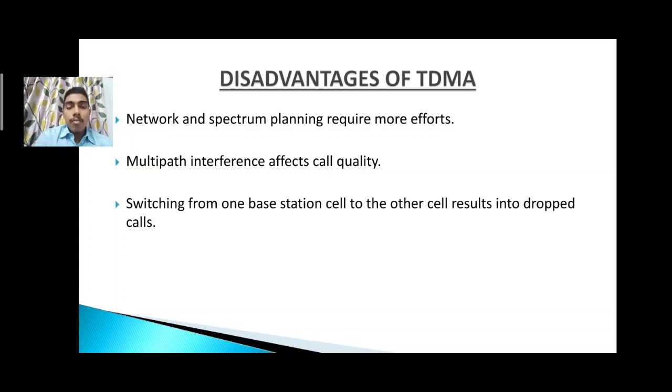It means that here we are slicing the channel, so by slicing, some information can be affected by the interference area. Also, switching from one base station cell to another cell results in dropped calls. Firstly there is only one channel, but in TDMA we are slicing it into parts, so it can affect the base station, so that some calls are dropped also.